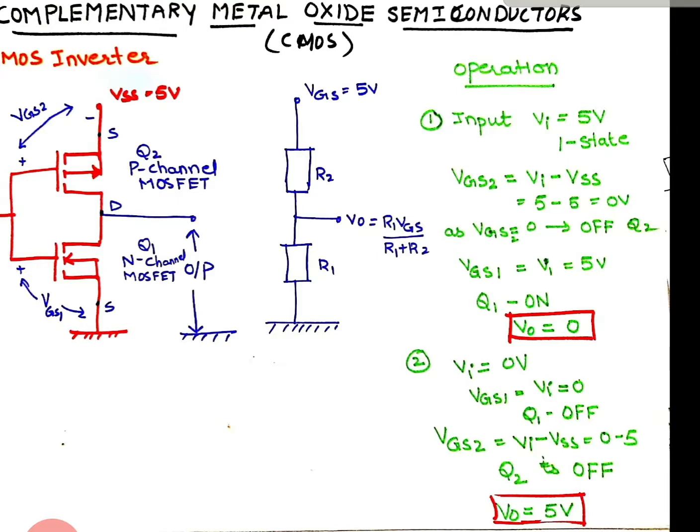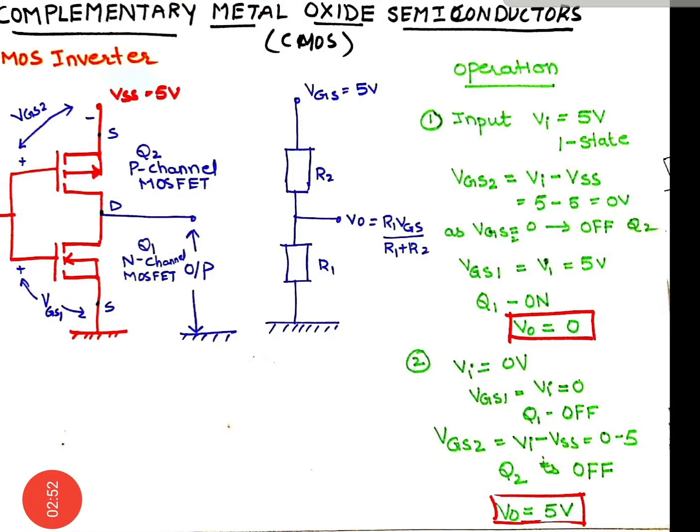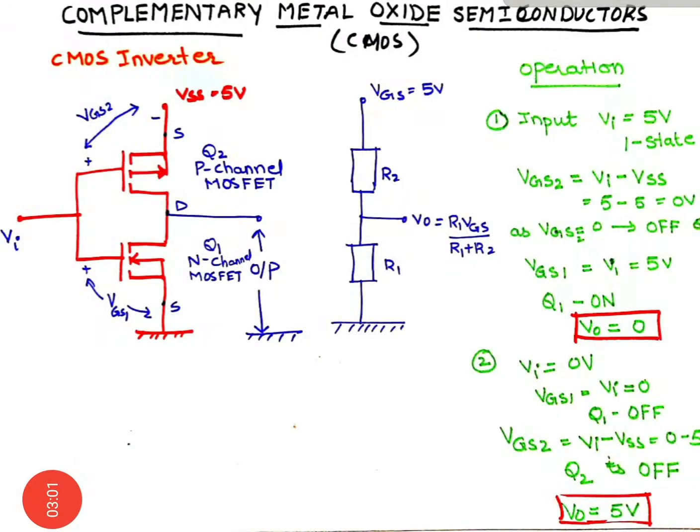Now let us see the construction of the CMOS inverter. Two enhancement type MOSFETs are taken: one is P channel and one is N channel. Let us take the N channel MOSFET as Q1 and the P channel MOSFET as Q2. The two drains are connected, both gates are connected and input is given, and the drains are connected and output is taken.